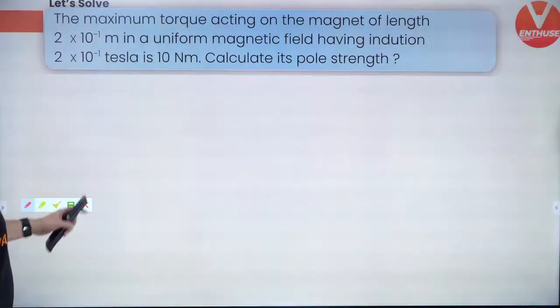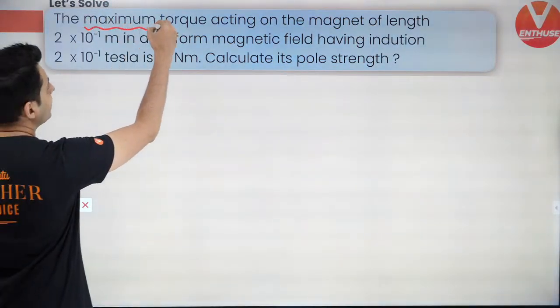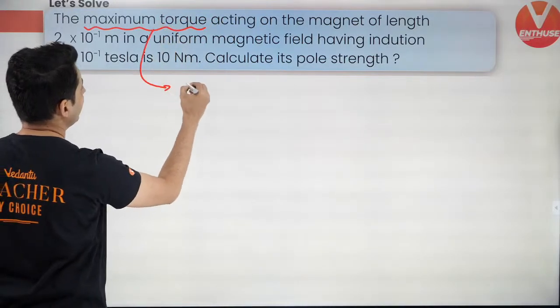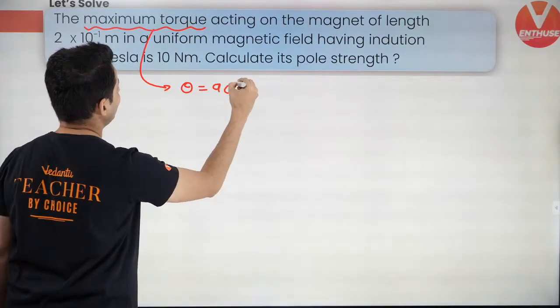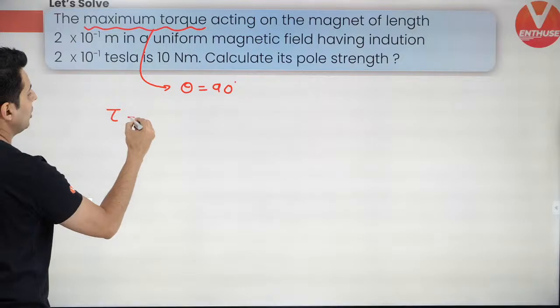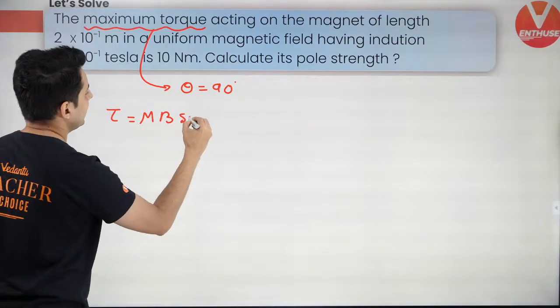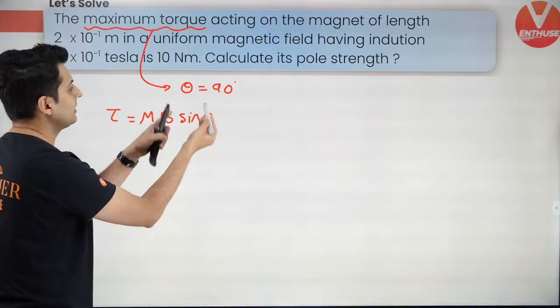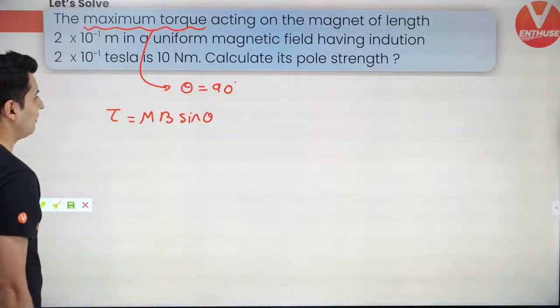So guys, the maximum torque. When do you think the torque is maximum? The torque is going to be maximum when theta is 90 degrees, because torque is MB sine theta. So whenever theta is 90, sine is 1, that's the maximum value.